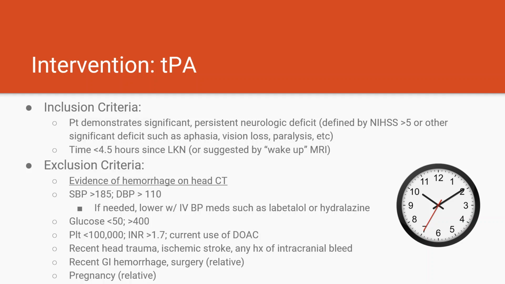And then, as I've hopefully beaten to 100 times, hypo and hyperglycemia are both contraindications, as are thrombocytopenia, warfarin use with elevated INR greater than 1.7, and the recent use of DOACs. Additional contraindications based on history include recent head trauma, recent large stroke, history of brain bleed, GI bleed, and then sometimes surgery or pregnancy.